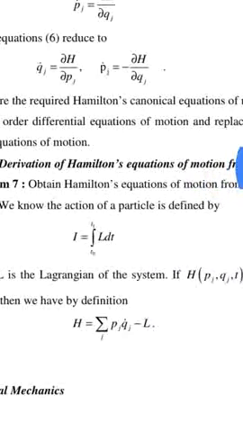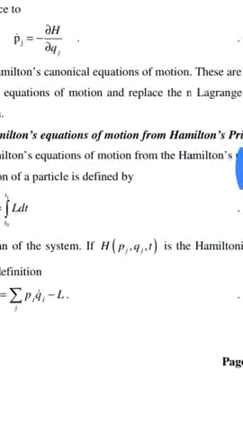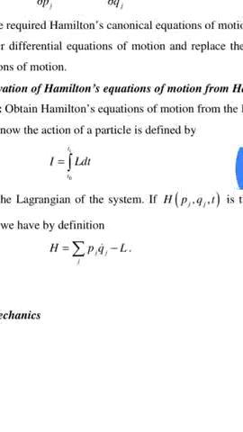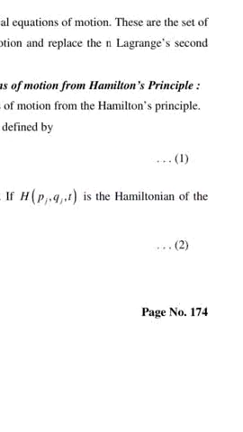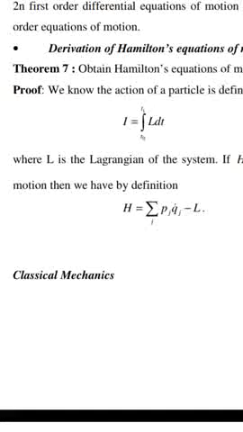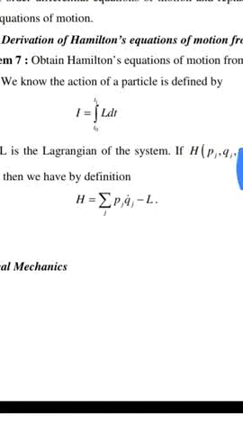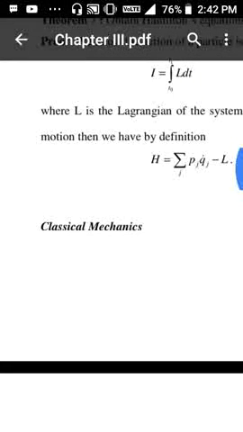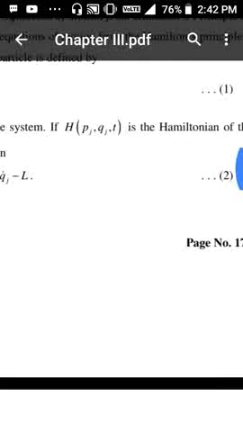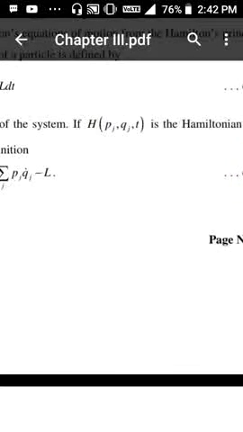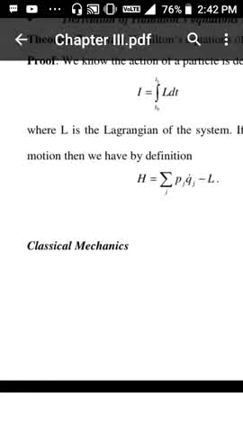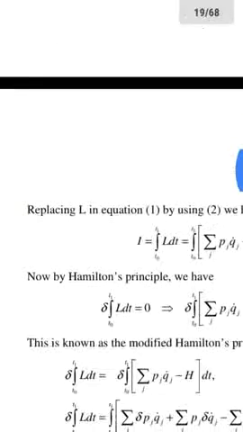Next, derivation of Hamilton's equations of motion from Hamilton's principle. Obtain Hamilton's equations of motion from Hamilton's principle. We know that the action of a particle is defined by I equal to integral from t naught to t1 of L dt, where L is the Lagrangian of the system. If H of pj, qj, t is the Hamiltonian of the motion, then by definition H is equal to summation of pj qj dot minus L.